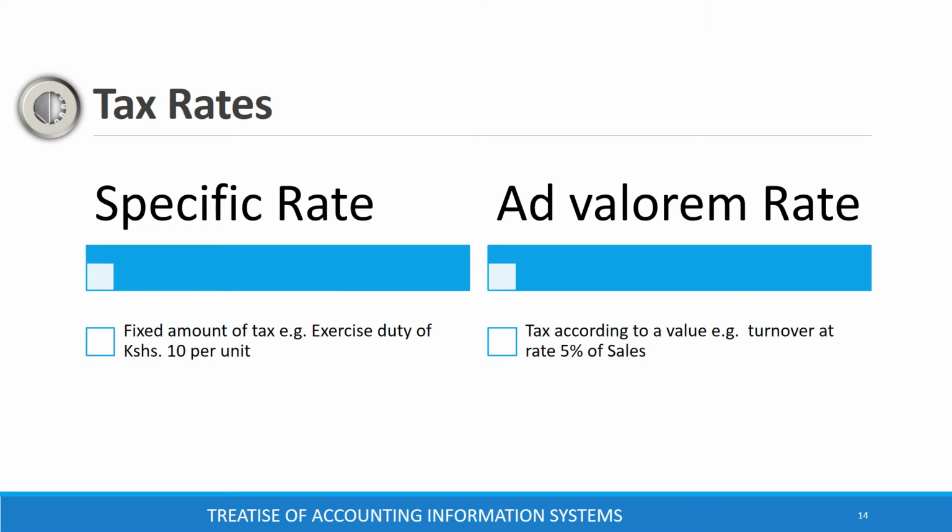Tax rate can either be specific or ad valorem. A specific tax rate is whereby a fixed amount of tax is charged. For instance, an excise duty of 10 shillings per unit. An ad valorem rate, on the other hand, is whereby tax is according to the value, such as turnover tax of 5% of sales.